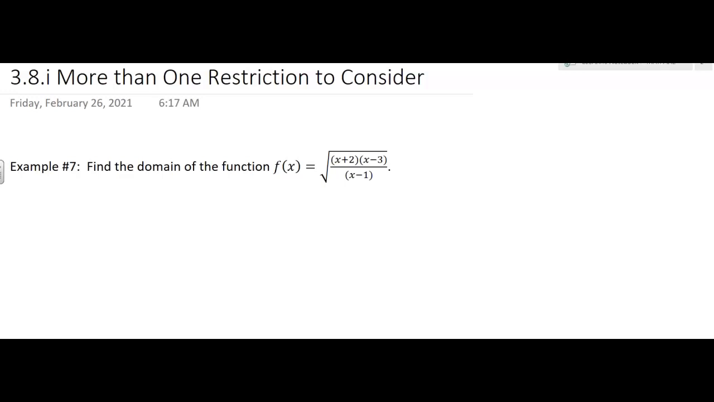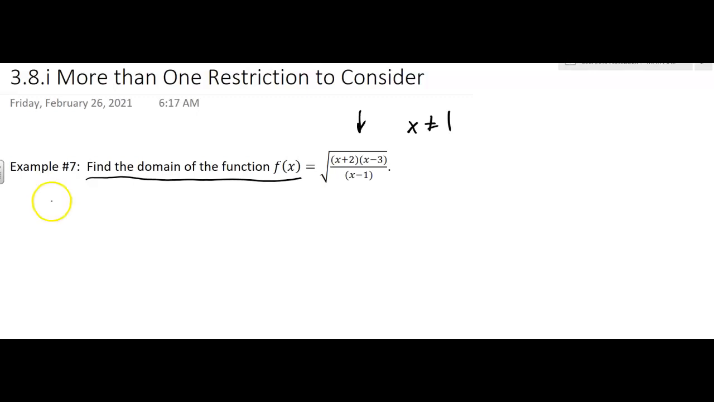So in this problem, I've titled it More Than One Restriction to Consider. It's a square root, right? The function is a square root. But we also have to remember that we can't divide by 0, so we have another restriction when we look at that part. They're not asking us to find the inverse. They just want us to find the domain of the function. Okay, so two things. Don't forget, x cannot be 1.